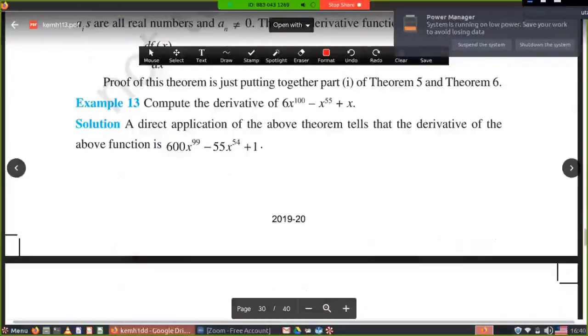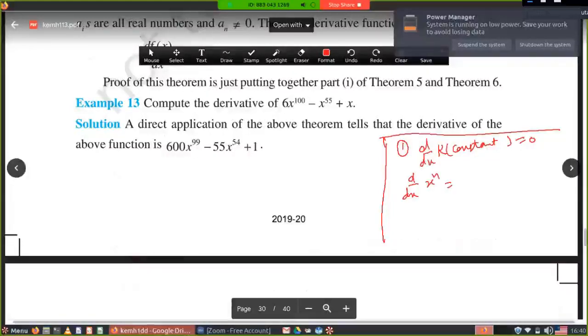I have to generalize all the things which I have studied on the previous pages. First thing, the derivative of a constant term. This is constant, so it is always zero. Derivative of x to the power n, any algebraic form, is n into x to the power n minus 1. And the derivative of sine x is cos x. The derivative of cos x is minus sine x, which we will use directly.